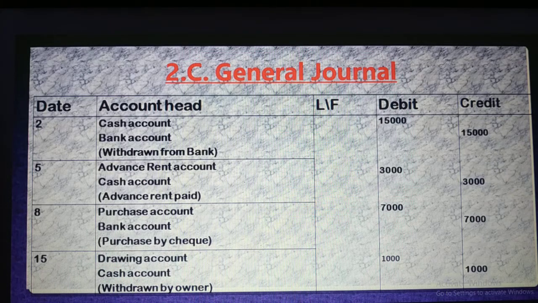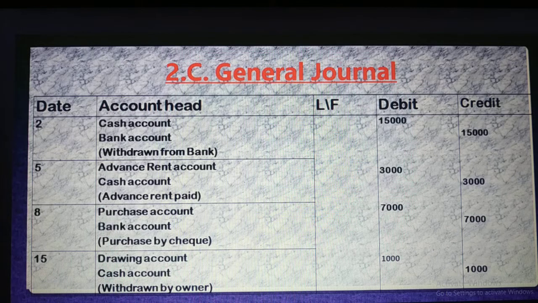Now purchase account debit, bank account credit. Why purchase account debit? Purchase is an expense. You purchase goods by check, and purchase is an expense account. If expense increases, it is debit, and bank account is credit, because bank is an asset account and your bank money decreases. You purchase goods by check.